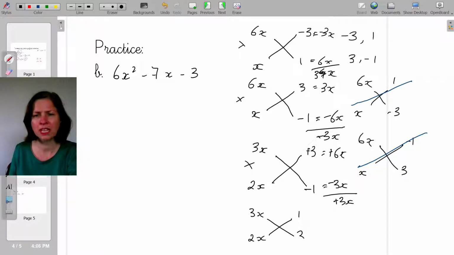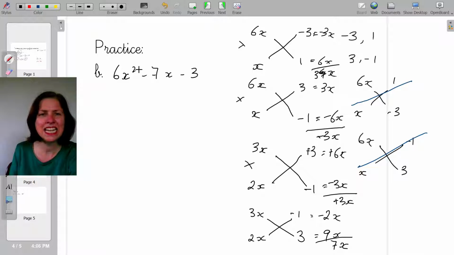So it's got to be the last combination of swapping the 1 and the 3 around. So 1 and 3 here. Let's make one of them negative. I get 2x times negative 1 is negative 2x. And I get 3x times 3 is 9x. Okay, negative 2x plus 9x is 7x. I'm nearly there. I need negative 7x.